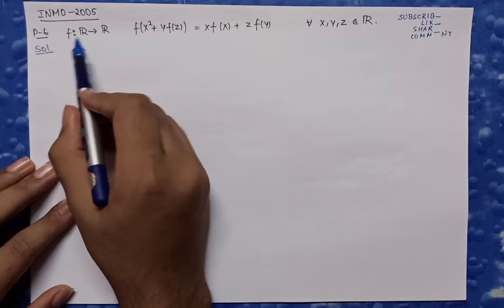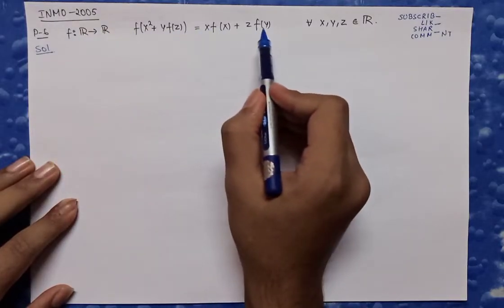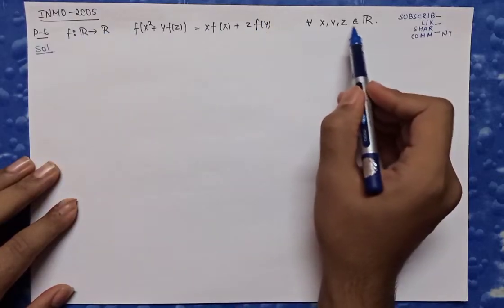The functional equation was f(x² + y f(z)) = x f(x) + z f(y), and the function maps from all reals to reals, for all x, y, z belonging to the reals.